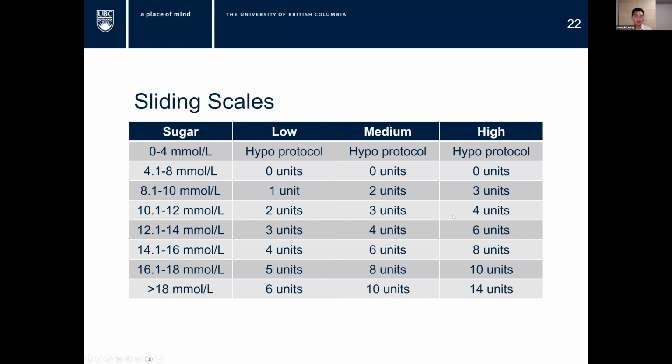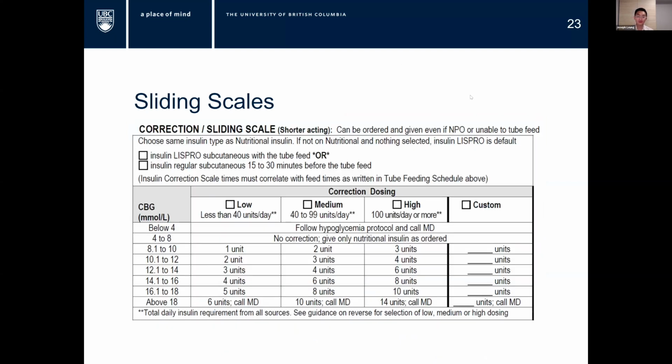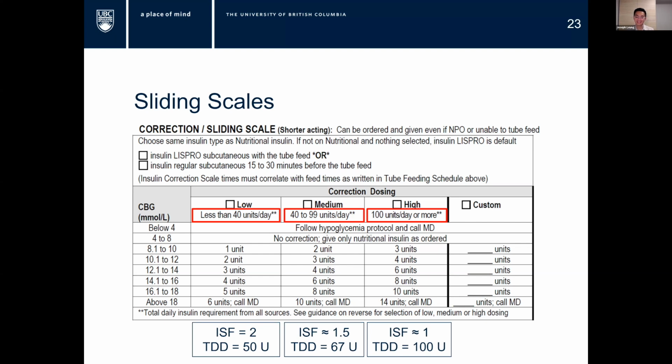And what we note here is that this is just the sliding scale power plan or the pre-printed order before we had the electronic medical records at Vancouver General Hospital. So this is what the pre-printed order used to look like when we were still using paper charts. And I wanted to just show something very interesting here. It actually says directly on this pre-printed order which of these sliding scales to select, low, medium, or high, depending on the total daily dose of insulin that that individual is using.